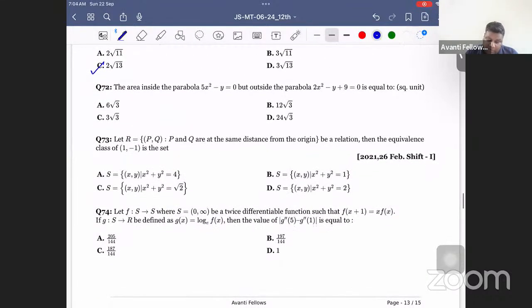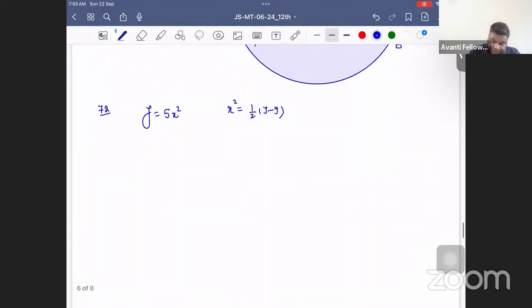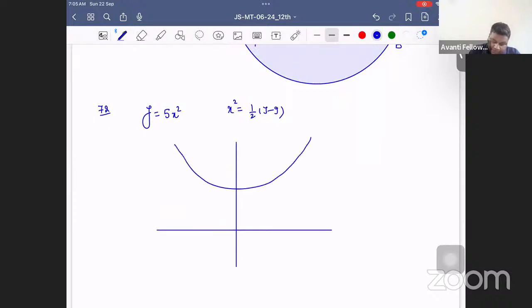x square equals to half of y minus 9. Now see, this first parabola is x square equals to y by 5. So something like this, with vertex at origin. Got it? And this another parabola having its vertex at (0, -9).